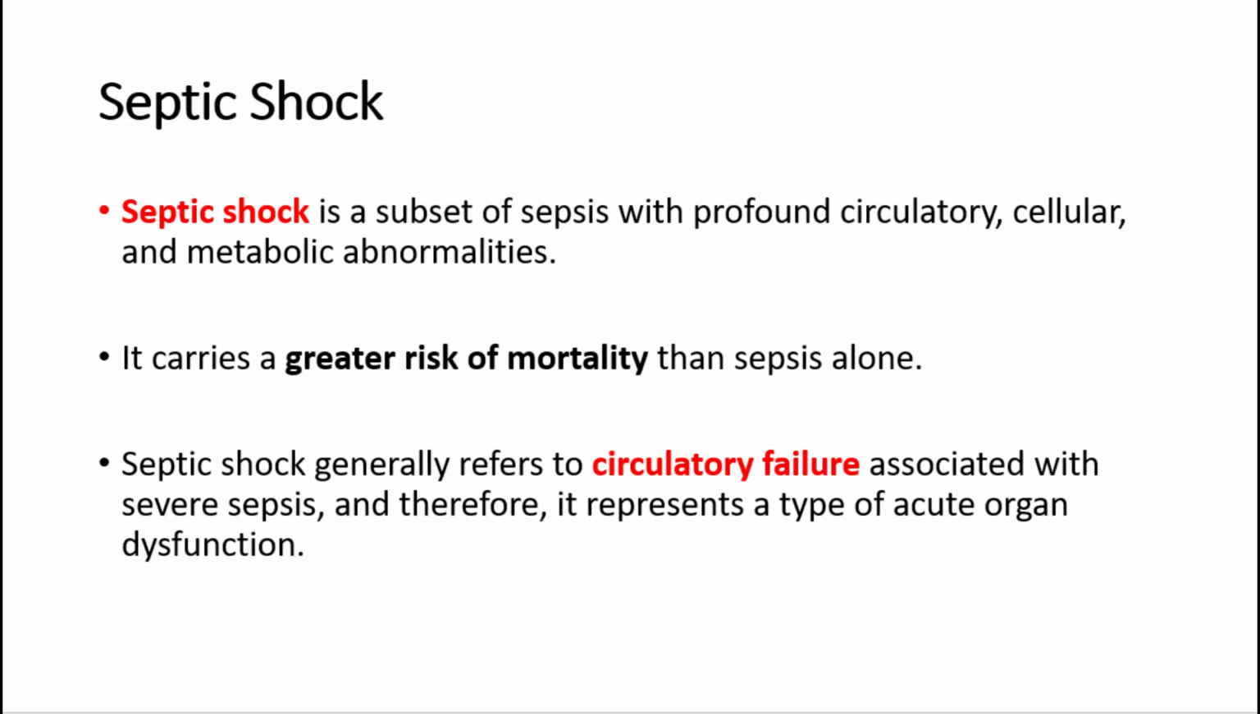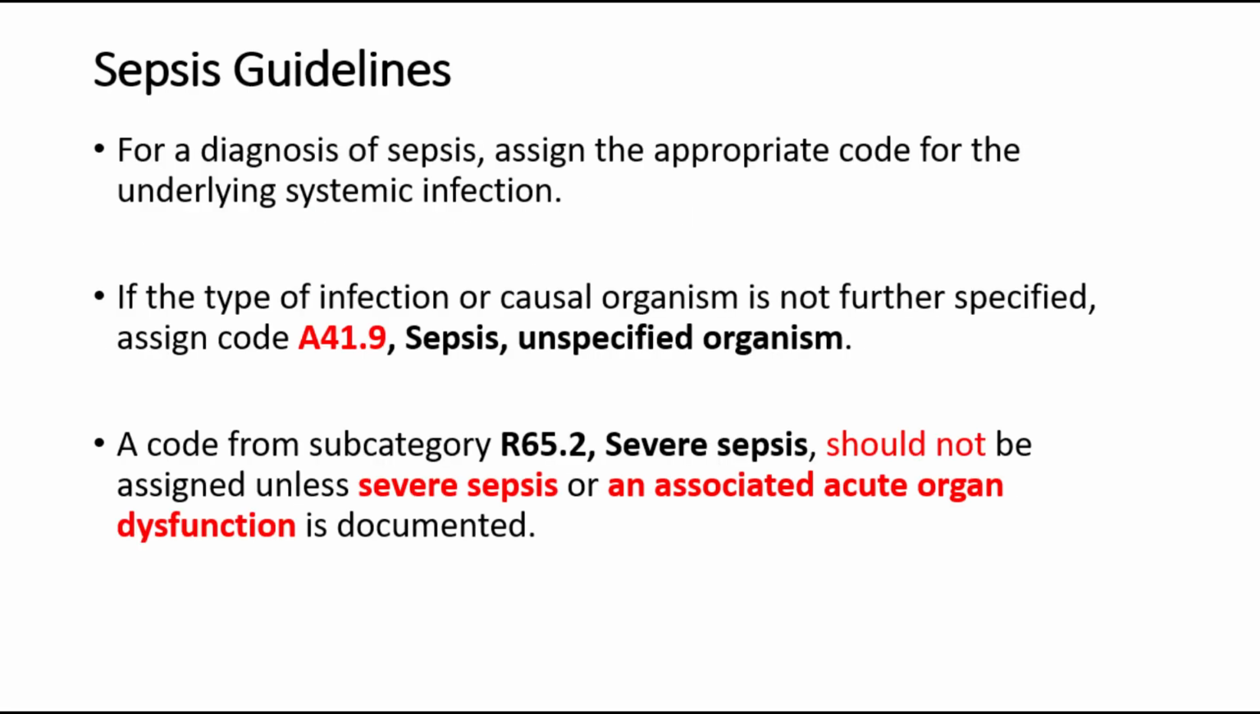Septic shock is a subset of sepsis with profound circulatory, cellular, and metabolic abnormalities. It carries a greater risk of mortality than sepsis alone. Septic shock generally refers to circulatory failure associated with severe sepsis, and therefore, it represents a type of acute organ dysfunction. For a diagnosis of sepsis, assign the appropriate code for the underlying systemic infection. If the type of infection or causal organism is not further specified, assign code A41.9, sepsis, unspecified organism.